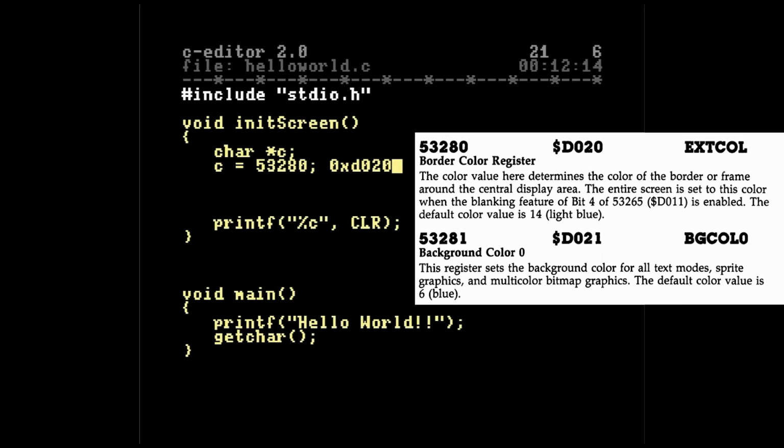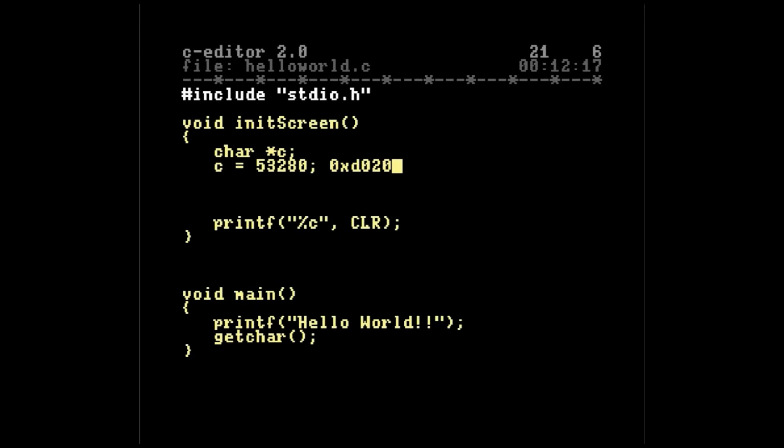0x means that the next 4 digits is going to be a hexadecimal number. We'll leave it as 53280. So if you're coming from BASIC, this will feel at home. So as you can see, when we use the letter C by itself with an equal sign, we're assigning a memory address to the pointer.